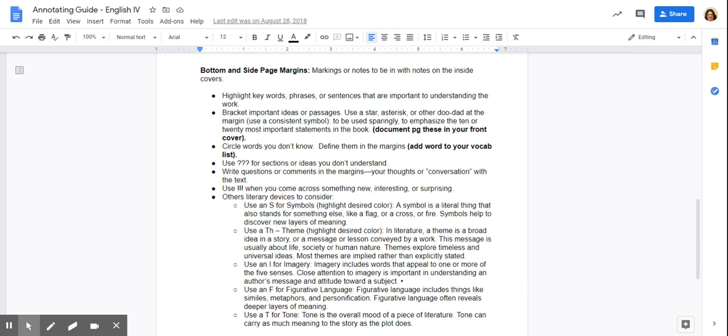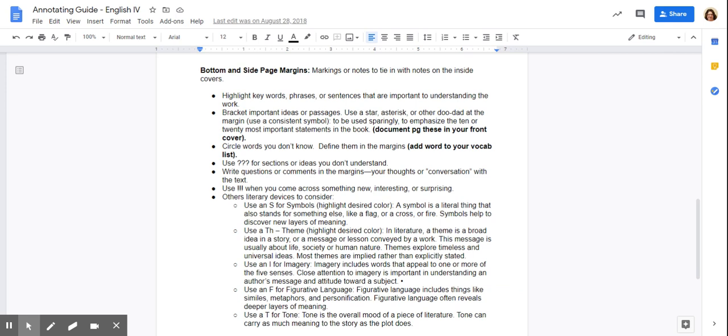But you have to have some kind of note for everything that you highlight or everything that you underline, because if you're just going through and indiscriminately highlighting things, you may not remember later why you highlighted it, what was significant or important about that. And I'm certainly not going to know what you thought was significant or important enough to highlight or underline. So always make some sort of note in the margin about that. This says circle words you don't know, add that to your vocab list. You can bracket important ideas or passages.